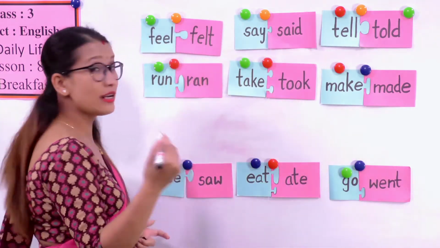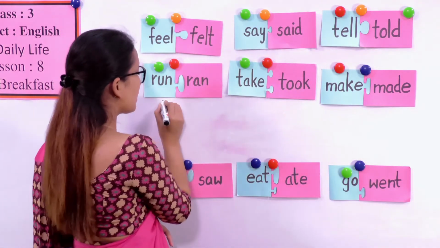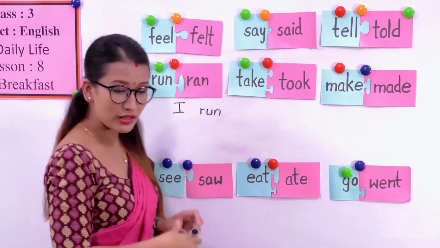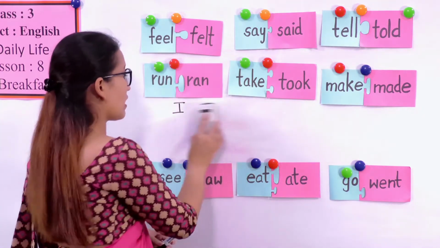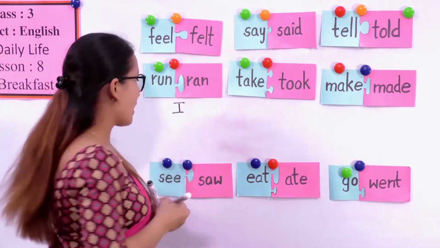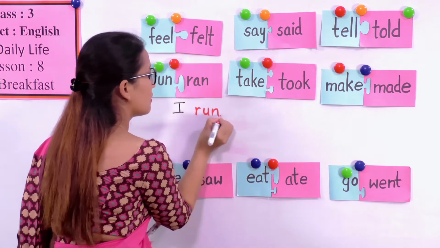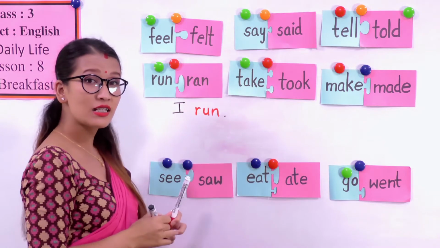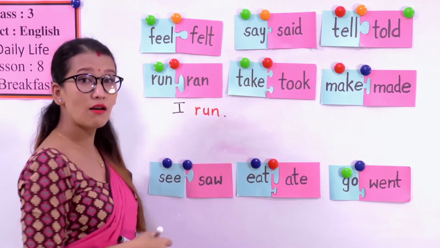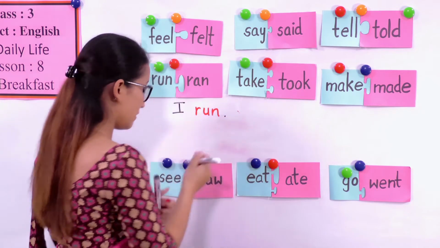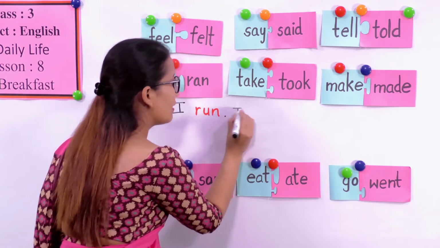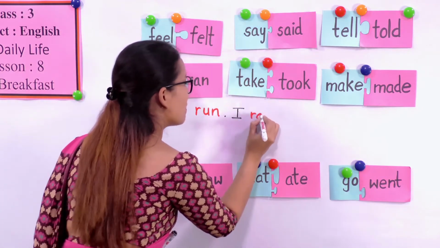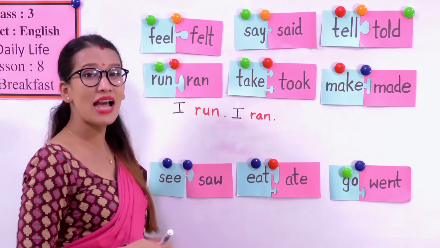Okay, now let us make a sentence, okay? Using run, okay? I run. So let me just write this word in with red marker, okay? I run. Yes, I run. Now, can you change it into past? Change this action word into past. What is the past tense of run? Ran. I ran. Wow, excellent.